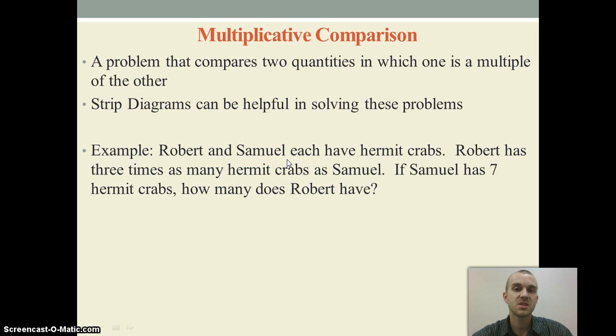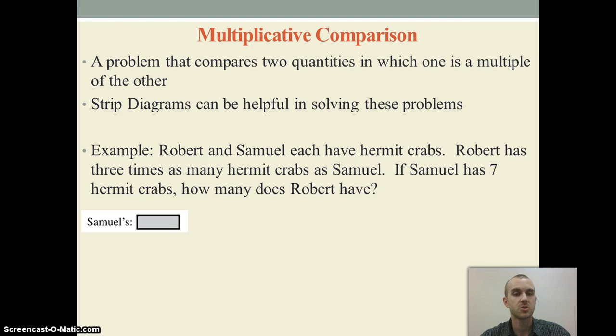The last type of problem we'll see is called the multiplicative comparison. What this does is it compares 2 quantities in which one of those quantities is a multiple of the other quantity. We can use strip diagrams to help us with these. For example, say Robert and Samuel each have hermit crabs, and Robert has 3 times as many crabs as Samuel. If Samuel has 7 hermit crabs, how many does Robert have?